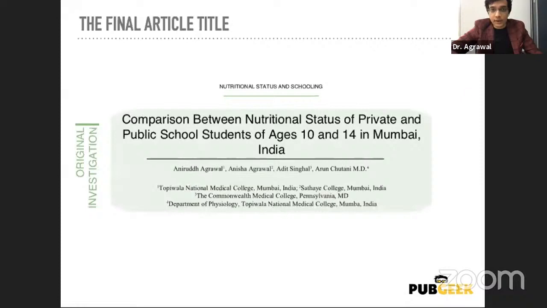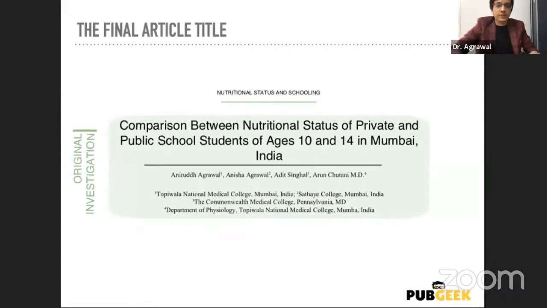So this is the research article that I came up with. It's been published in a peer-reviewed journal. We were trying to compare the nutrition status of private and public school students of ages 10 and 14 in Mumbai. Why 10 and 14, you may ask? Because our background research said that the BMI is mostly unstable between 10 and 14, during the period of puberty, between girls and boys.